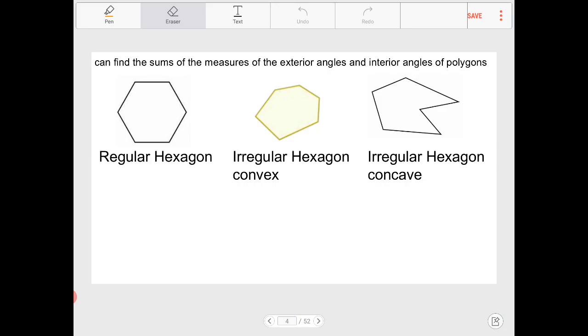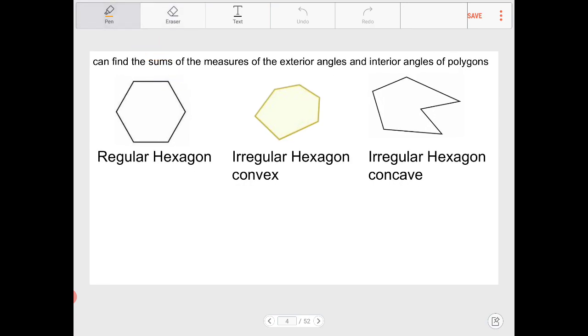So we can talk about polygons being regular, and then we can talk about polygons being irregular. A regular hexagon is a six-sided shape where all the sides and all the angles are the same. All of these segments have the same length, and not only do they have the same length, but they also have the same angle measures. That's what makes this a regular hexagon. Compared to an irregular hexagon, all these sides do not have to be the same length. Some of them could be the same length, but not all of them have to have the same length.